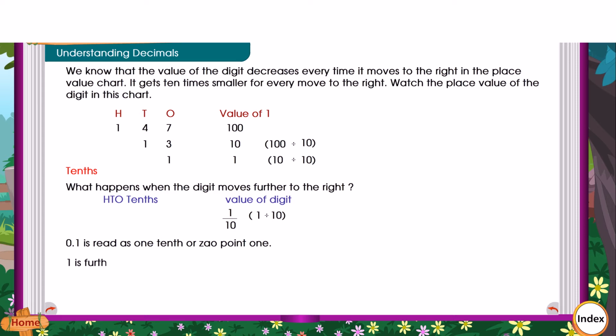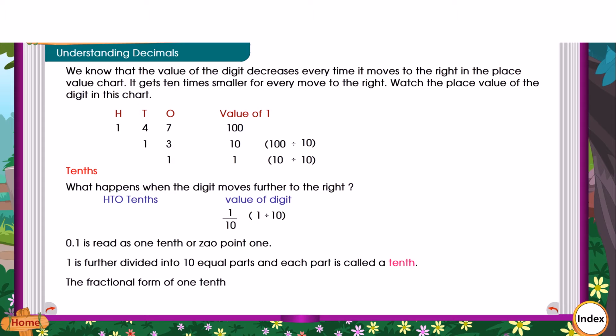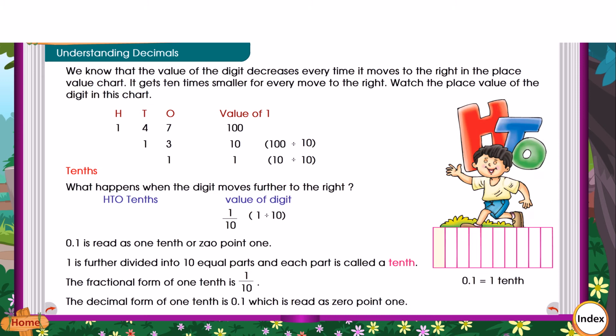1 is further divided into 10 equal parts and each part is called a tenth. The fractional form of 1/10 is 1 by 10. The decimal form of 1/10 is 0.1, which is read as zero point one. 0.1 is equal to 1/10.